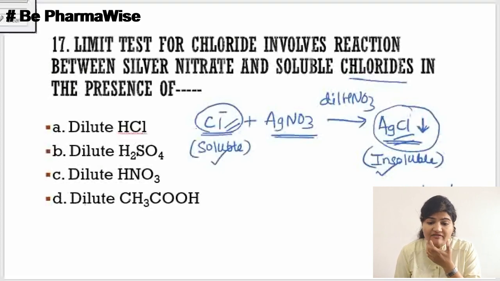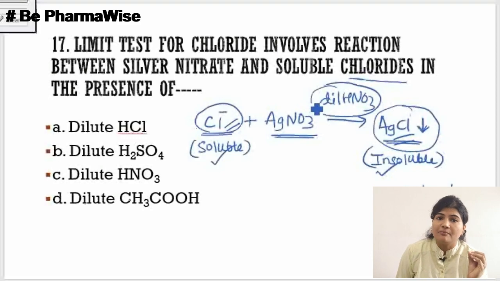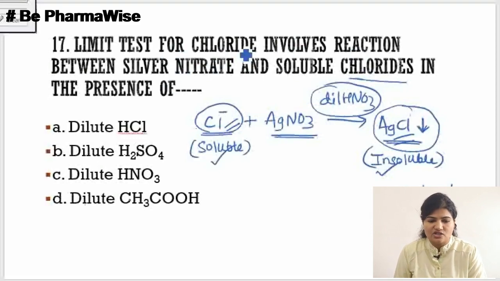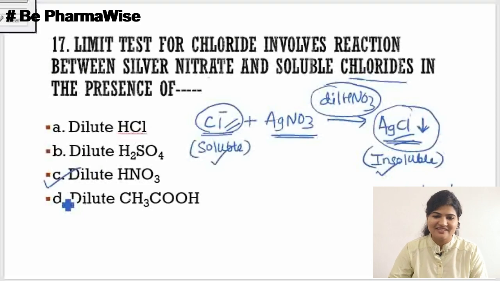Now why we are using dilute HNO3 here is it prevents the precipitation of other acid radicals. Okay, I have discussed everything in detail in the video, just go and check it out. So for this question the answer will be: limit test for chloride involves reaction between silver nitrate and soluble chlorides in the presence of, obviously, dilute HNO3. Next one.